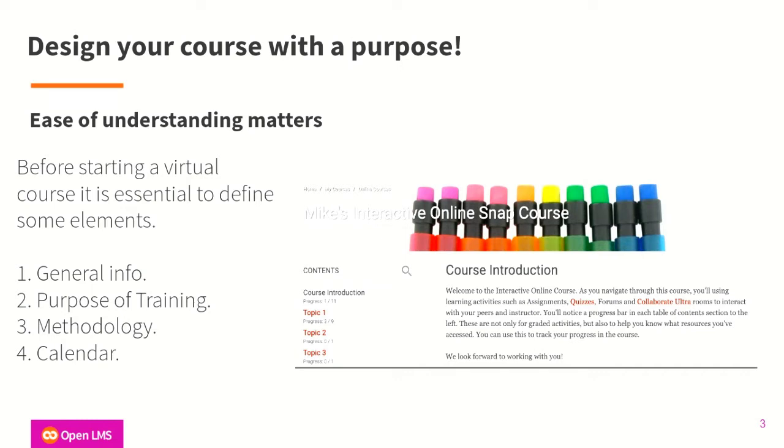What exactly do I mean by that? The first thing we want to talk about here is that ease of understanding matters. If you have a course with great content, but it's not easy to navigate and students can't follow along, there's a good chance that they might lose interest and might not be too engaged in that course. So when we talk about ease of understanding, there are 4 specific topics that I want to talk about here: general info, purpose of training, methodology, and calendar.